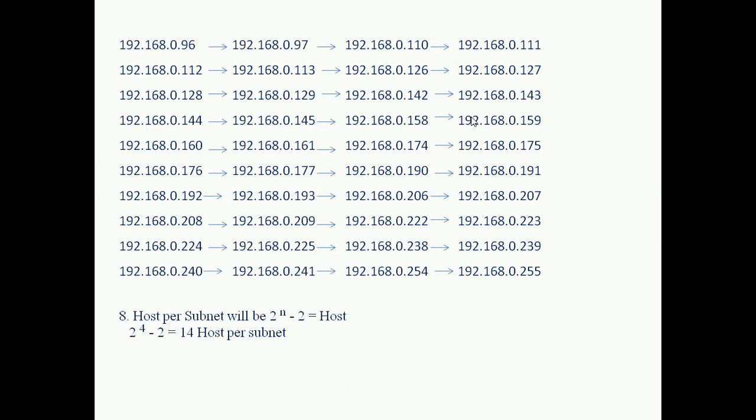Let's calculate the number of subnetworks we can create with this subnet mask. The total number of subnetworks is 2 to the power of the subnet bits, and the subnet bits are also 4, so the total number of subnetworks will be 14. You can count this from the previous page, it will be 14.